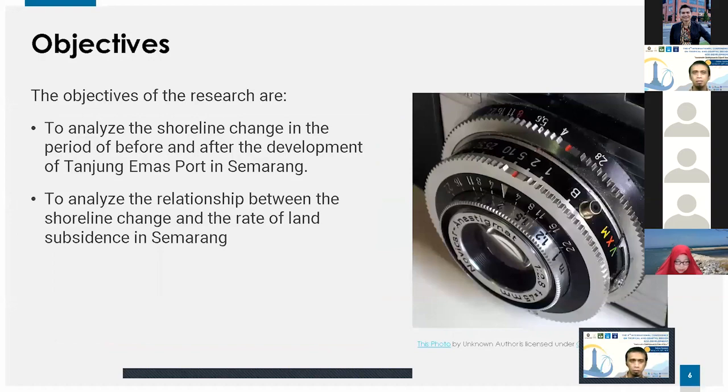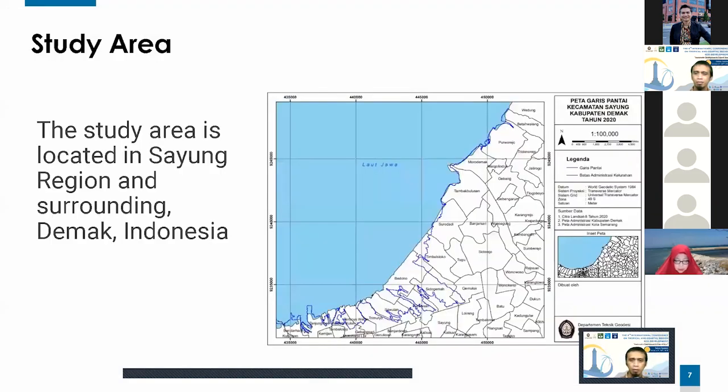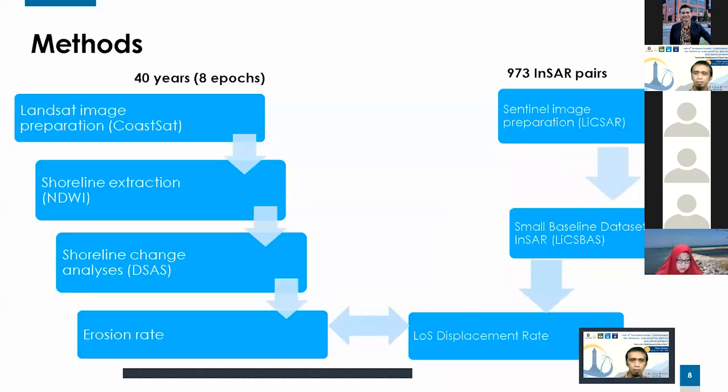Based on our motivation, our objective is to analyze the shoreline change in the period before and after the development of Tanjung Emas Port. So basically, this is the different perspective. We wanted to know the difference of the shoreline change before and after the port development. And also we would like to analyze the relationship between the shoreline change and the rate of land subsidence in Semarang. And this is the area of our study.